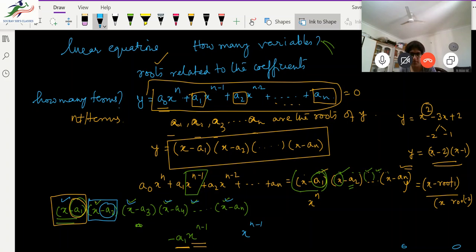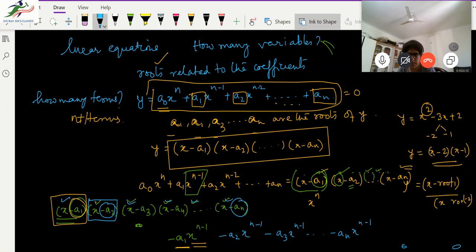And with that, I will multiply the constant term of the second one, right? And I have to do this for all the terms one by one. So it will be minus a3 x to the power n minus 1 and all that, right? All the way up to minus an x to the power n minus 1. Correct? Because the last constant term is an, right?